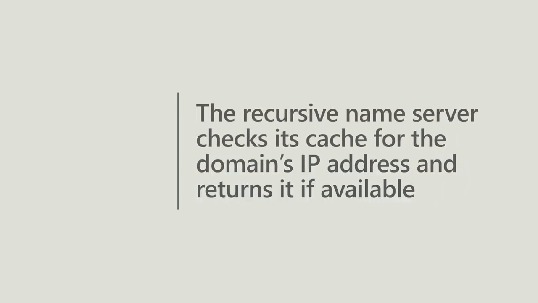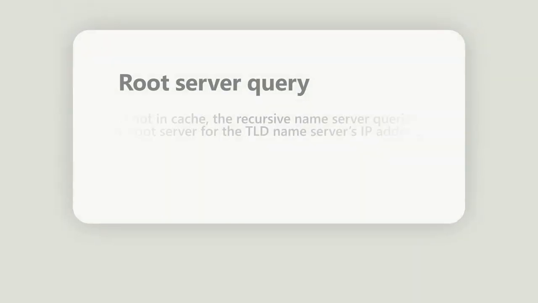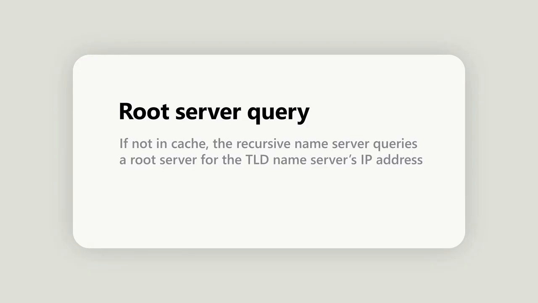Next, the recursive name server first checks its cache to see if it has a recent mapping for the requested domain name. If found, it returns the IP address to the client. If the recursive name server doesn't have the mapping in its cache, it sends a query to one of the root servers asking for the IP address of the top-level domain, or TLD name server, responsible for the requested domain, such as .com, .net, or .org.